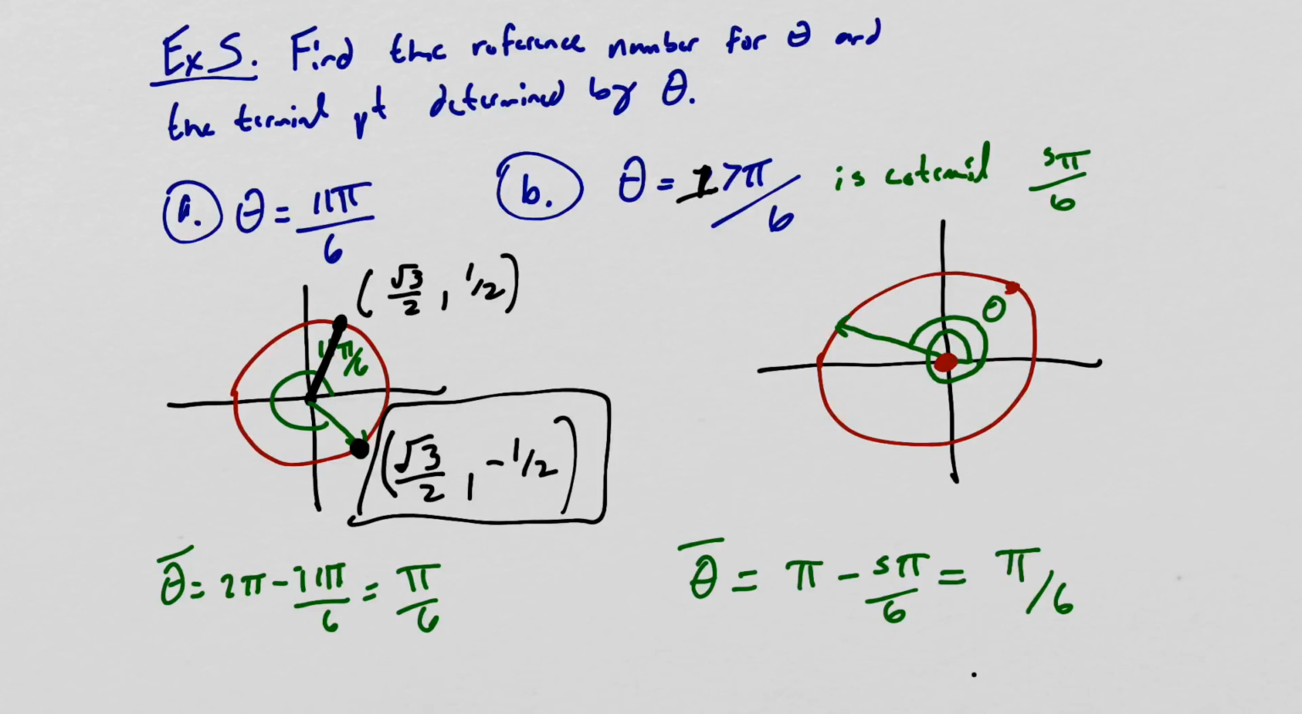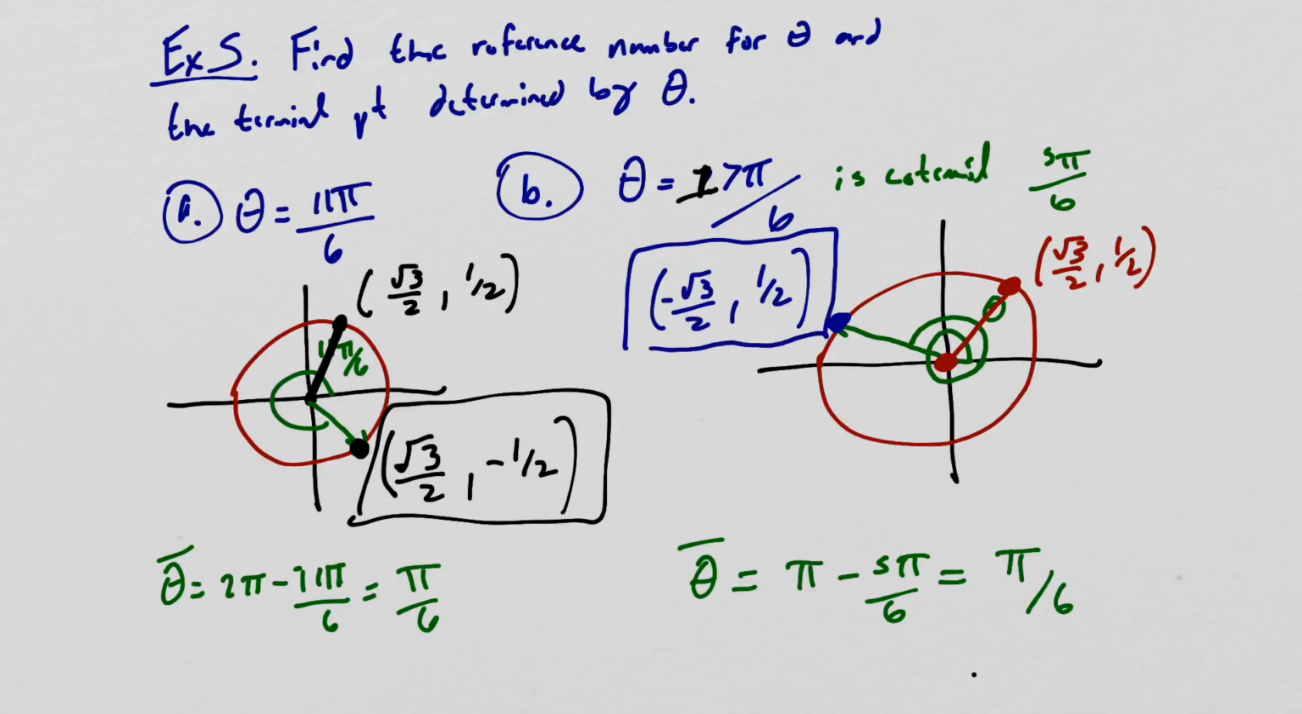The point determined by the angle pi divided by 6 again has x value square root of 3 divided by 2 and y value 1/2. Then the point that we're looking for, whose angle is determined by 17 pi divided by 6, this terminal point here, is again going to have the same xy values of our red point with a change of sign possibly. This will have negative square root of 3 divided by 2, comma 1/2. And this is going to be the answer for part B.